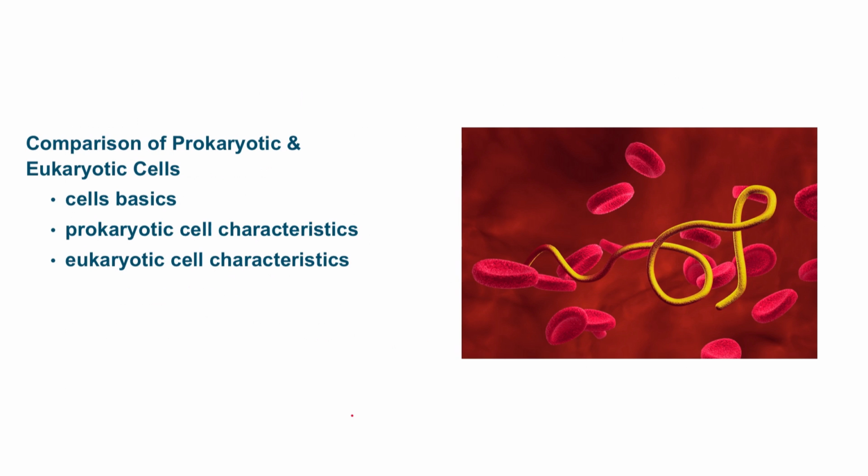And finally, we'll talk about the difference between prokaryotic and eukaryotic cells. So what are the basics of these cell types, and then a little bit more detail about characteristics of these cells. And then this picture here is a great example of a bacterial cell. This is a prokaryote, Borrelia burgdorferi, and this is the bacterium that causes Lyme disease. And so you can see that this is an interesting squiggle shape compared to the red blood cells in a person. So we're going to talk a little bit about the differences between both of these two types of cells.